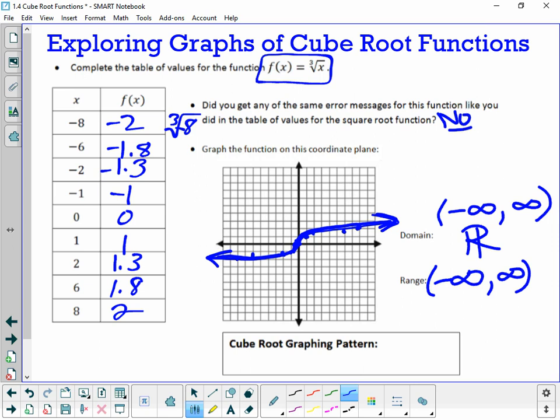Sometimes people will think that it's not because it does look maybe like it's getting fairly flat, but it does not flatten out. It grows very, very, very slowly, but it does continue to grow up higher and higher on this side and lower on this side. So don't be fooled by its slow rate of growth. It does have an infinite range.